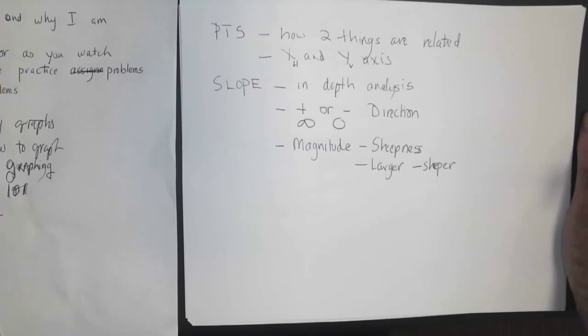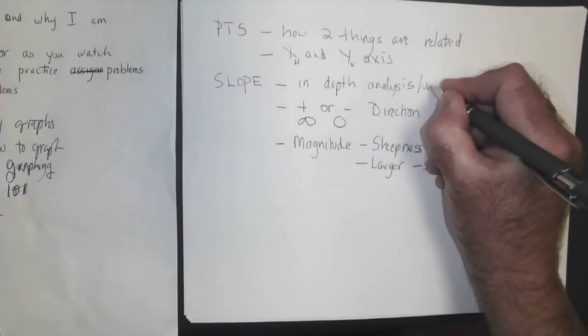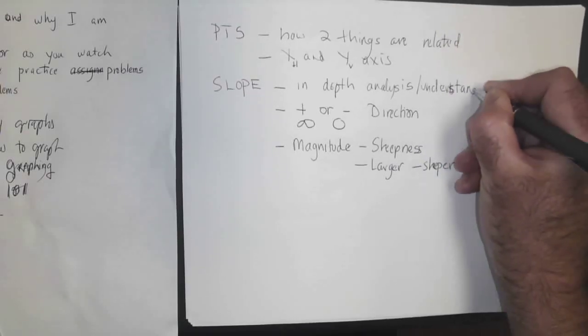So what we want to focus on next is something called the slope. And the slope is something that will actually allow us to understand or do an in-depth analysis of the relationship between two things. So here's something important to know about the slope.